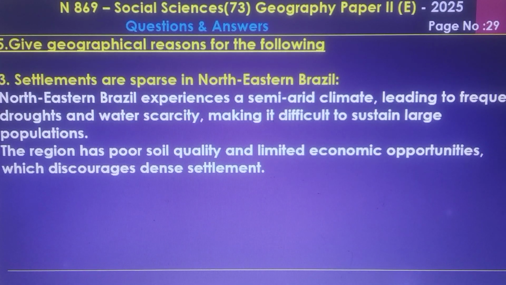The question number 3, settlements are sparse in northeastern Brazil. Northeastern Brazil experiences a semi-arid climate, leading to frequent droughts and water scarcity, making it difficult to sustain large populations. This region has poor soil quality and limited economic opportunities, which discourage dense settlement.